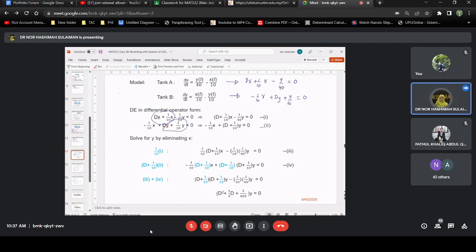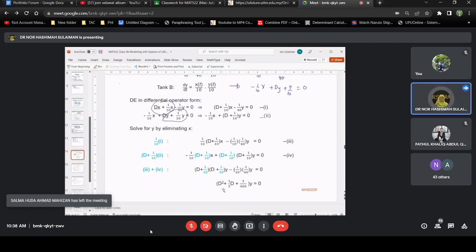Ini darab lah, D kali D kuasa 2, D kali 1/10, 1/10 D tambah 1/10 jadi 1/5 D, and then 1/10 multiply by 1/10 is 1/100. Okay, and then here you have 1/400 y. Okay, saya gabungkan dia punya coefficient ni, dia dapat benda ni. Okay, right, so you should be getting D squared plus 1/5 D plus 3/400, put it in a bracket, and then you add upon y and let it equal to 0. Okay, are you all with me?